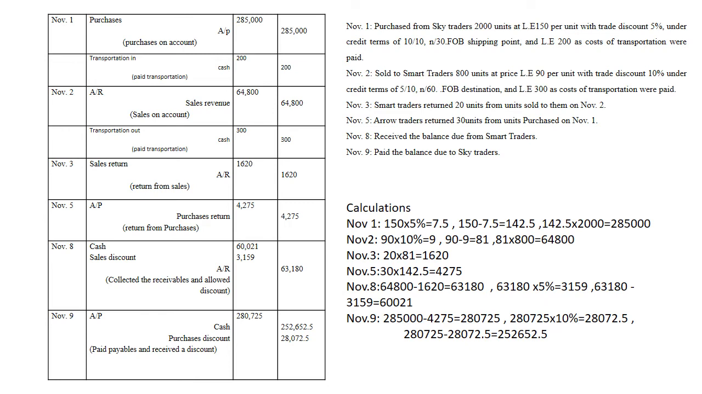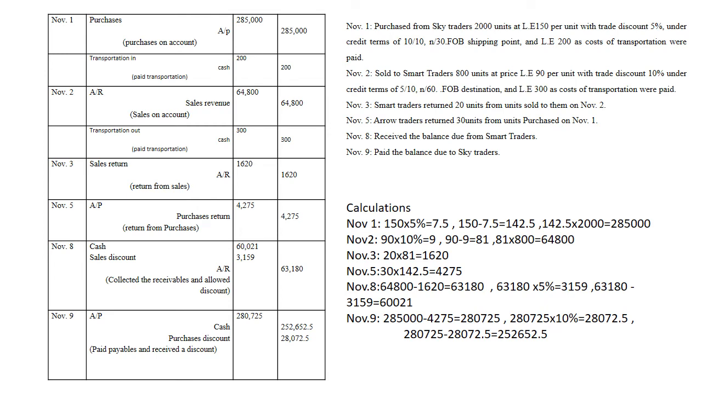Then on November 8th, it says that Arrow Trader received the balance due from Smart Trader. Who's Smart Traders? It was on November 2nd, where Arrow Trader sold goods to Smart Traders and promised to give a 5% discount if collected the money cash within 10 days.